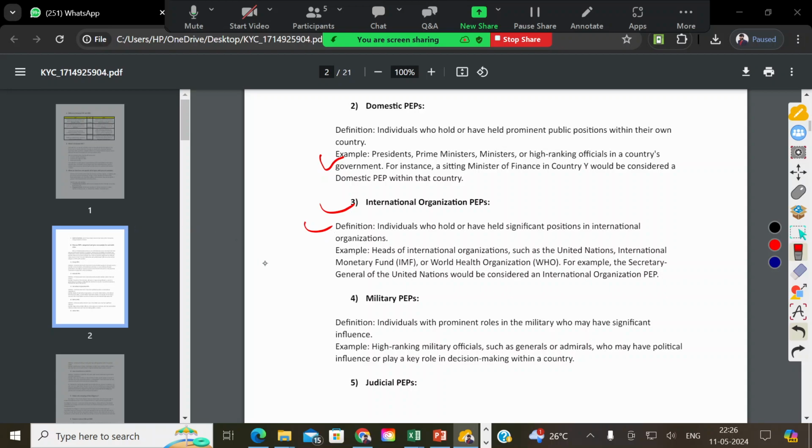Right. Another one is a critical part, you would say, which is military PEPs. The definition is individual with prominent roles in the military who may have a significant influence, like general, major, right, or the person who is at a very prominent level. Prominent means at the very highest level, that you can say that person comes under military PEPs. And even for military, we have a separate check or separate process as well. An organization conducts their KYC thoroughly.